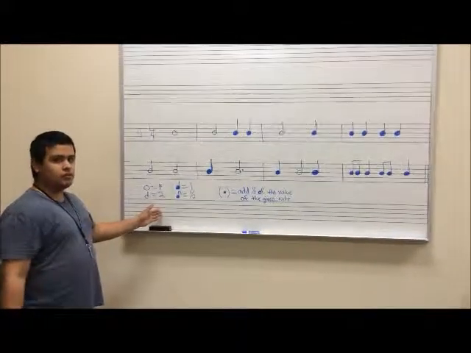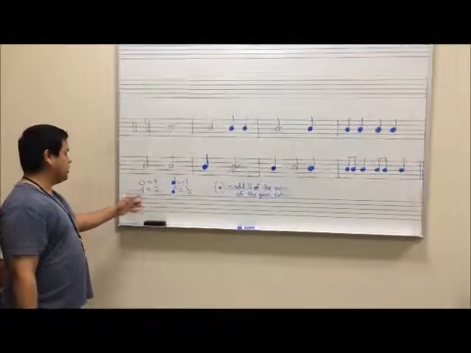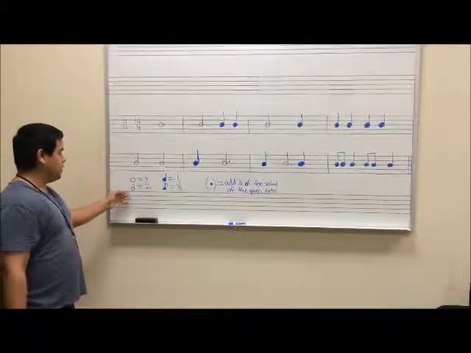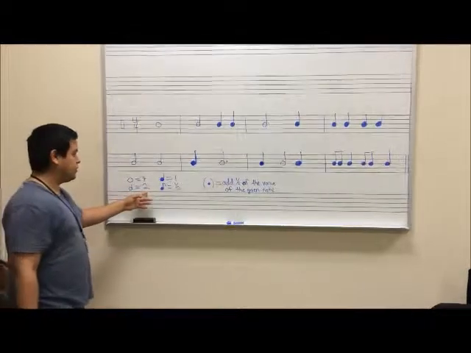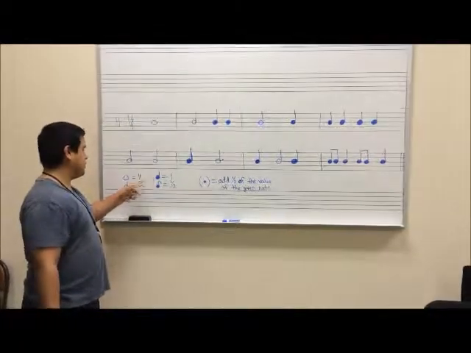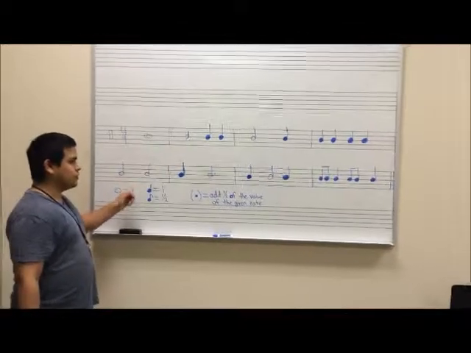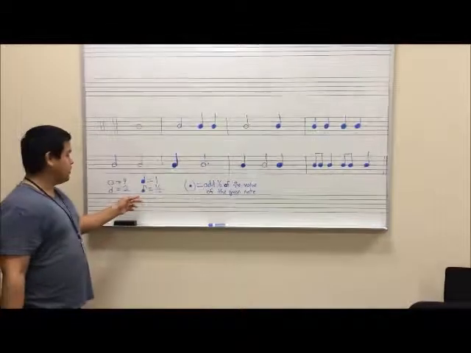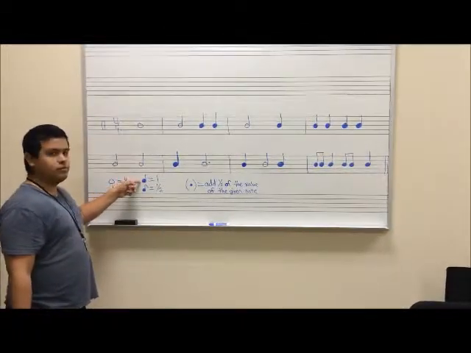Here's a quick review for note values. Here we have a whole note, which equals 4 beats in a measure. Here we have a half note, which equals 2 beats of the measure. We have a quarter note, same as the half note, but filled in on the inside, and that equals 1 beat of the measure. We have an eighth note, which equals half the value of the quarter note.